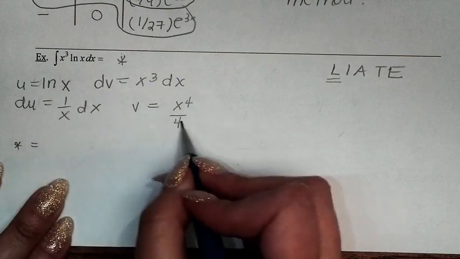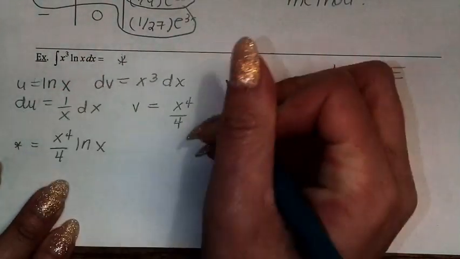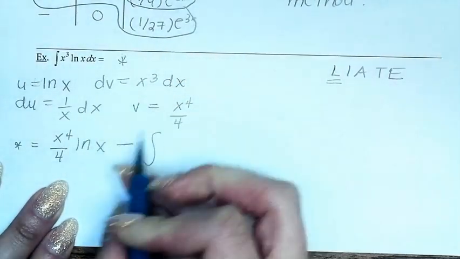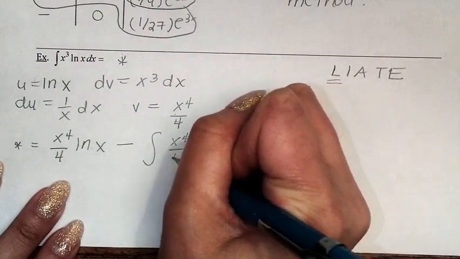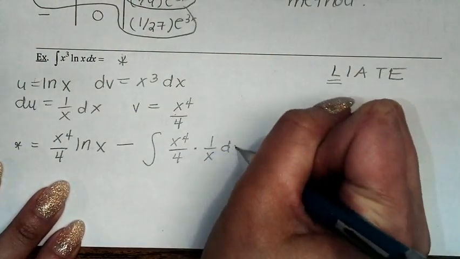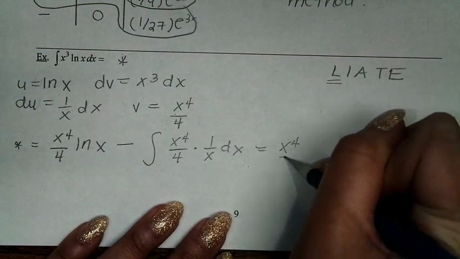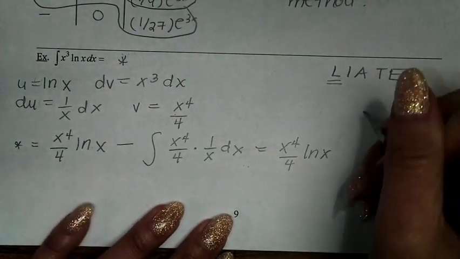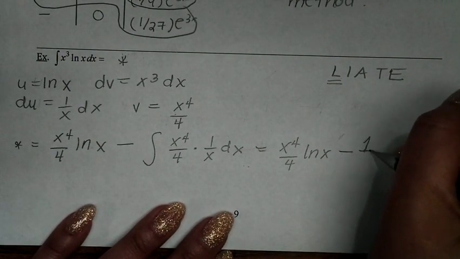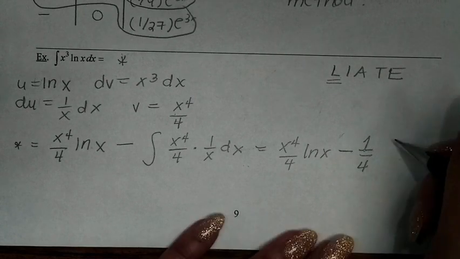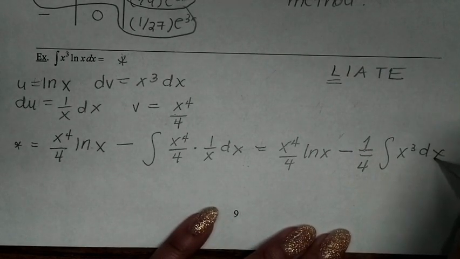So you have this times this, so you have x^4 divided by 4 natural log of x. Then you have the negative integral of v du. So let's do it: you have this times this. After that, you can cancel this term, so you have x^4 divided by 4 natural log of x, and then minus 1 over 4, and then the integral of x^3 dx.